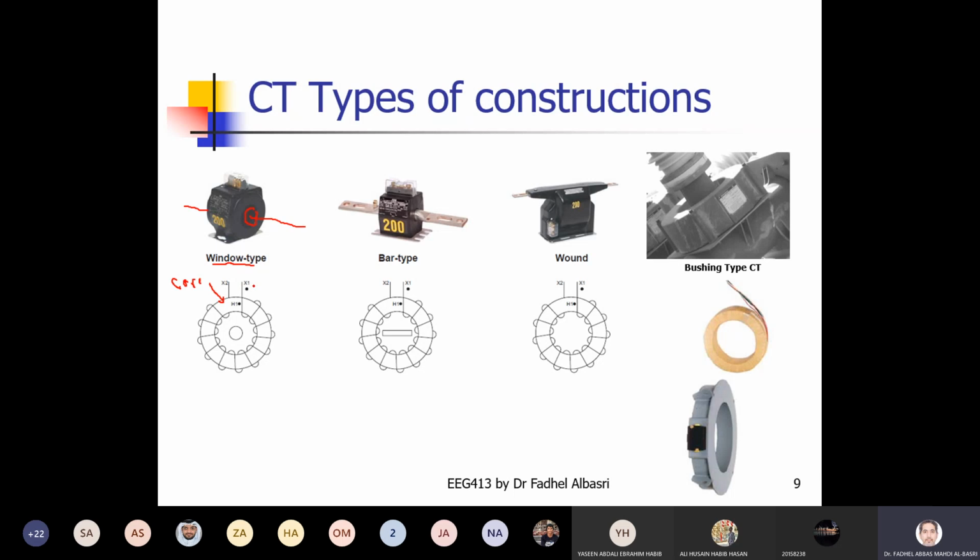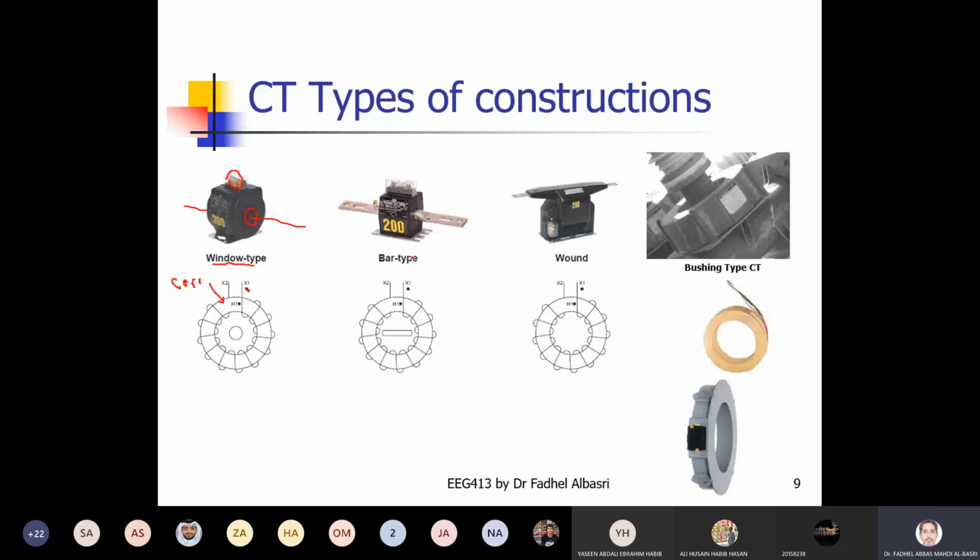And this is the secondary. So this is the polarity marking, dot marking. And this is the terminal of the output, secondary, X1 and X2. This is a window type.